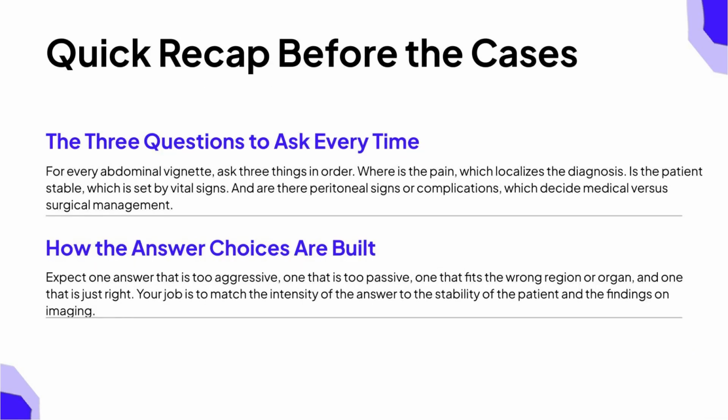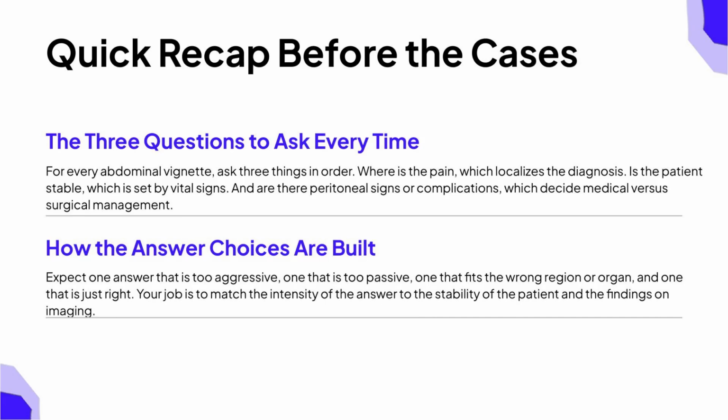For every abdominal vignette, ask 3 questions in order. First, where is the pain, because location shortlists the diagnosis. Second, is the patient stable, which the vital signs will tell you. Third, are there peritoneal signs or complications, because those decide whether the answer is medical or surgical.